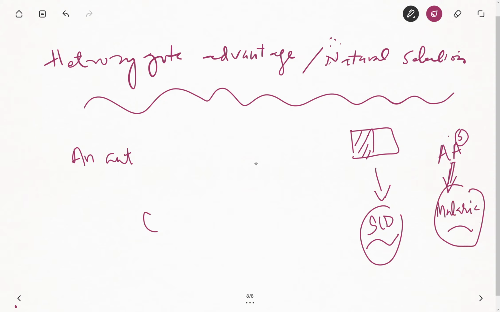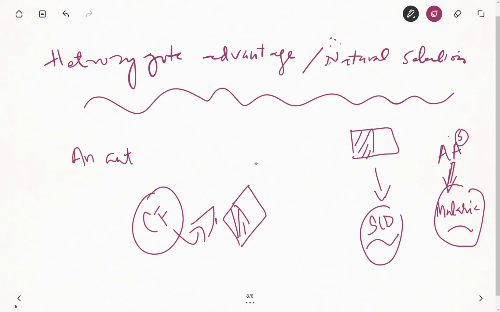And in the case of cystic fibrosis, they say that if you are a carrier for cystic fibrosis, such that you have only one of the affected genes, then you have some advantage against cholera or E. coli infection.